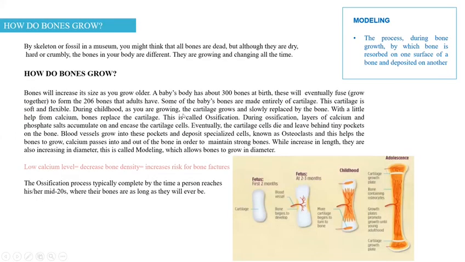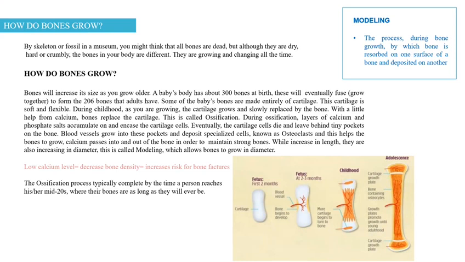How do bones grow? By looking at a skeleton or fossil in a museum, you might think that all bones are dead, but although they are dry, hard or crumbly, the bones in your body are different. They are growing and changing all the time. Bones will increase in size as you grow older. A baby's body has about 300 bones at birth. These will eventually fuse or grow together to form the 206 bones that adults have.